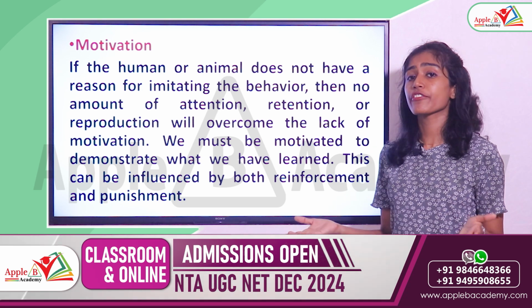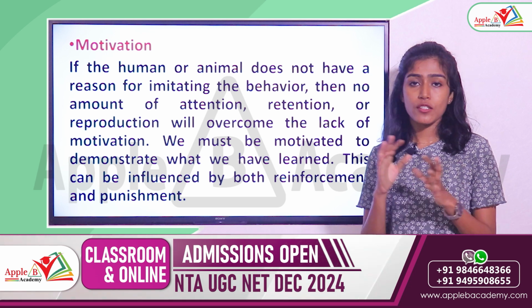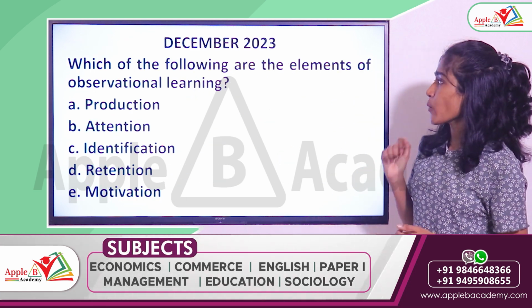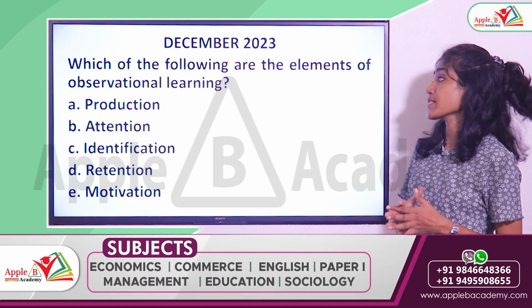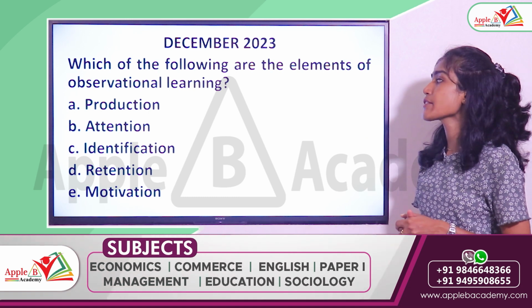So these are the four different elements or conditions that we can see under this social learning theory or observational learning as a whole. So coming back to the question that we are discussing, we can just go through the question. Which of the following are the elements of observational learning?